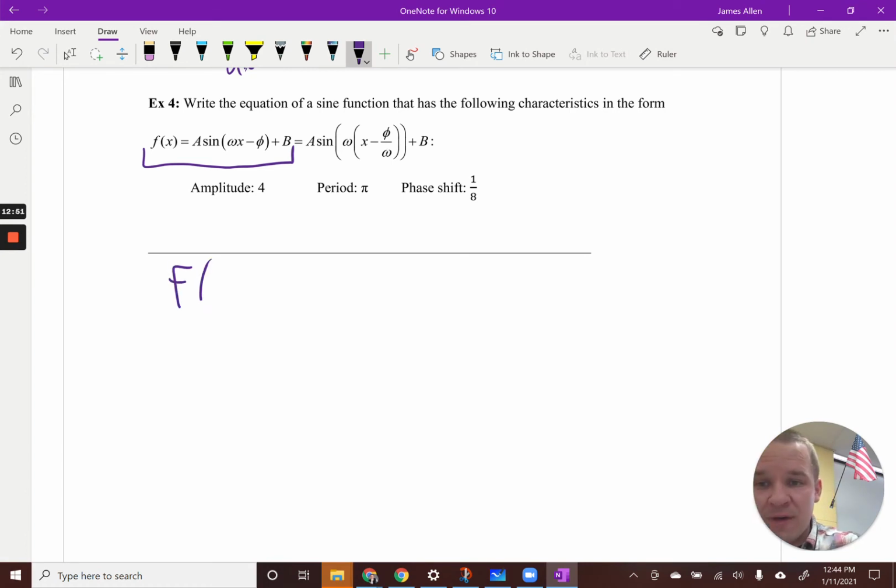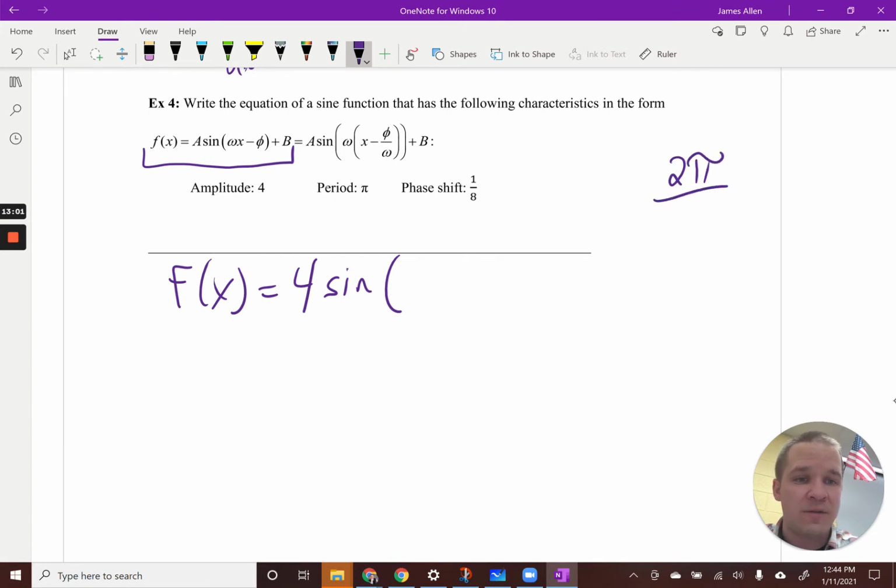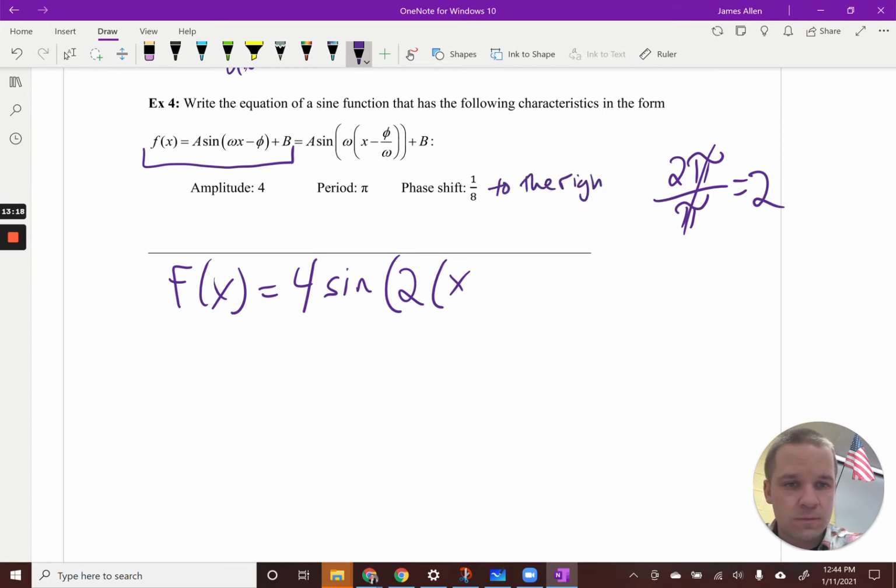So I'm going to have f of x equals my amplitude of 4, so it's 4 sine. My period is pi. That means my period multiplier I would do 2 pi divided by pi. Remember, that's how the algebra always works out. So my multiplier is 2. My phase shift is 1/8. So I'm going to do that in factored form first. So if it's positive 1/8, that means it's 1/8 to the right, so that'd be minus 1/8. There we go. And there's no shift up or down.